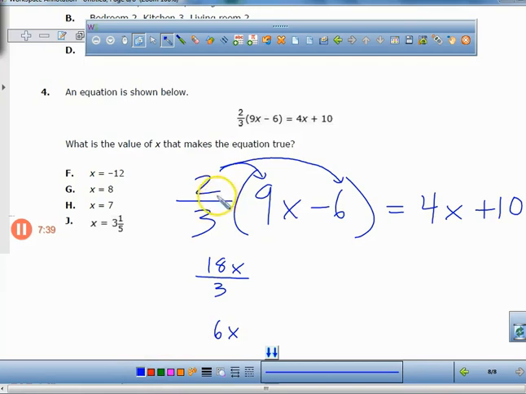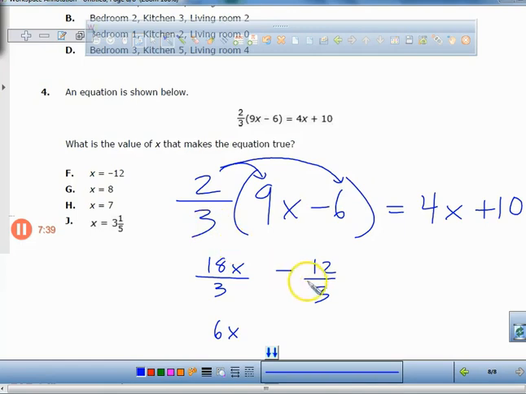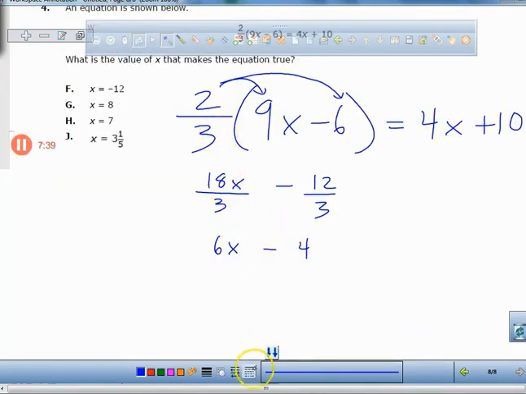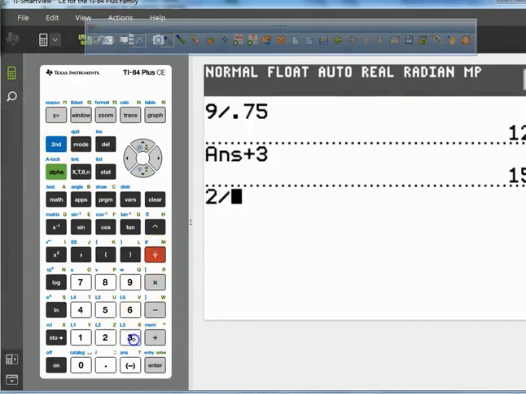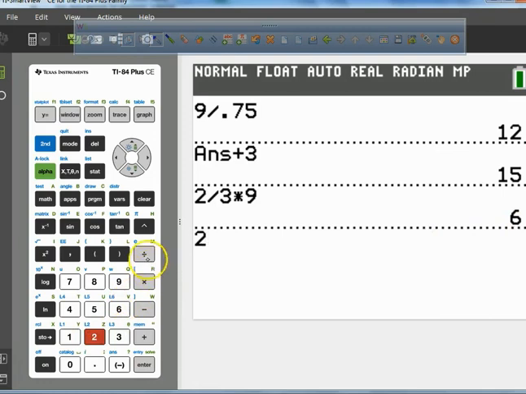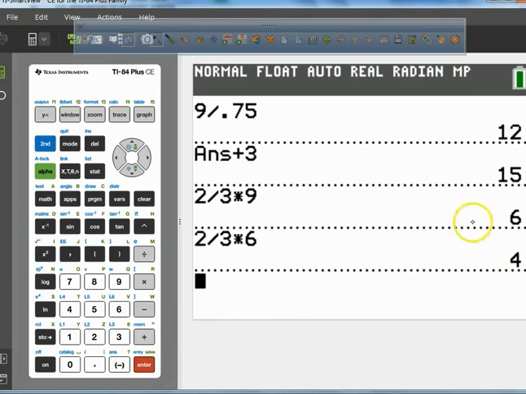Alright, let's see here. 2 times negative 6 gets us negative 12. Divided by 3, that's going to get us to negative 4, just minus 4. There we go. Alright, here we go. Oh, looks like we're doing it in the calculator in case you couldn't do that in your head. 2 divided by 3 times 9. Boom, is a 6. And 2 divided by 3 times 6 gets us to a 4. Boom. Just like that.